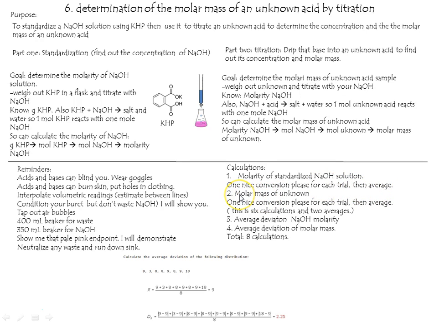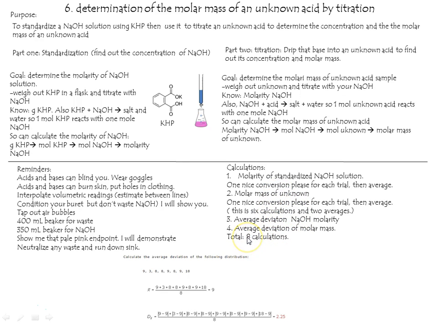The molar mass of the unknown, that's up here. The same thing. You can start with what you're given, which I believe in this case is grams of KHP, and punch it through using this sequence here to get the molar mass of the unknown acid. Once again, we'll be doing that for 3 trials, so there should be 3 linear calculations there plus the average. So 4 and 4 makes 8.